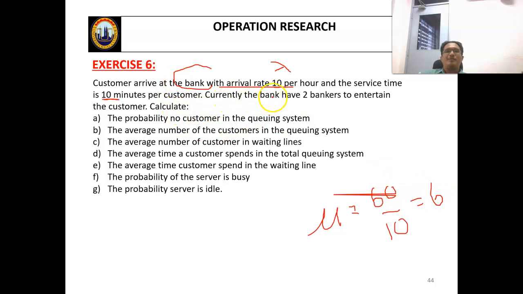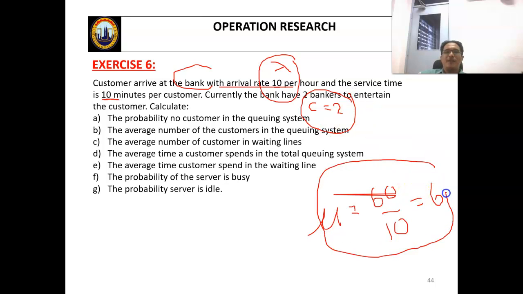Okay, and currently the bank has two bankers, that means two counters. C is 2. Okay, so we have lambda is 10, C is 2, then mu is 6. Then we can calculate everything. Probability no customer in the queuing system, P0. We can calculate the average number of customers in the queuing system, L. So we have the average number of customers in the waiting line, LQ.